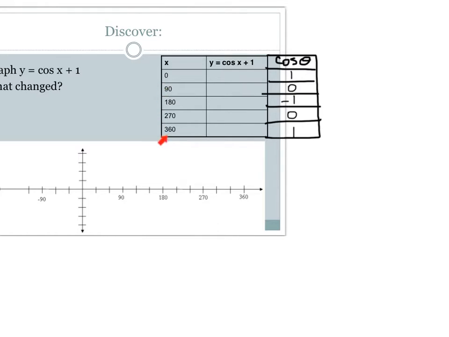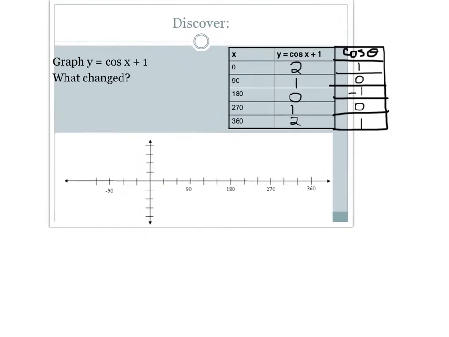the multiples of 90. Well, what this function is telling me to do is to take our cosine function and now add 1 to it. So what does this do to everything? So if I add 1 to 1, it's 2. Add 1 to 0, it's 1. That would be 0. This would be 1, and that would be 2. Let me erase this so this is a little bit cleaner. So that's 2. So now let's go ahead and graph this.